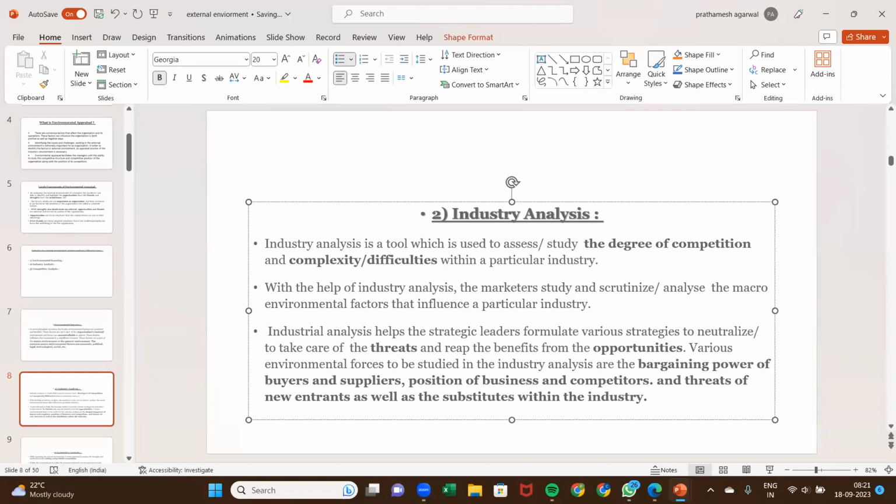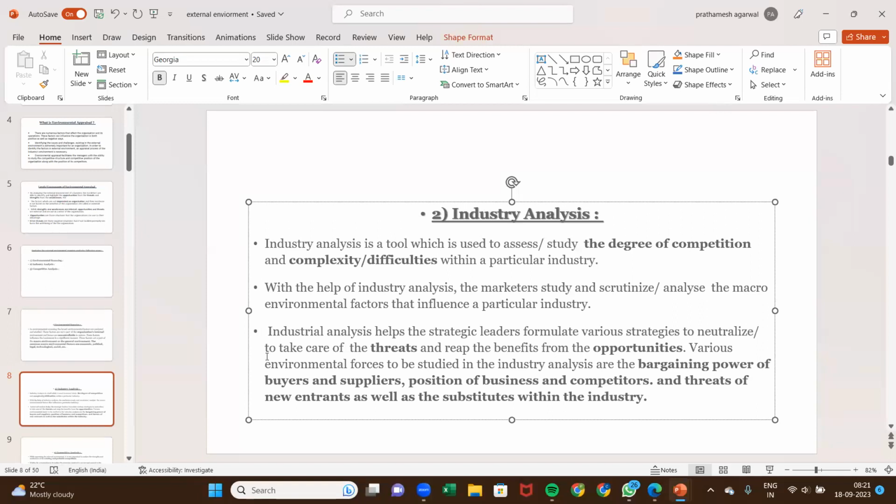Whatever difficulties we come across, all right? Now, with the help of industry analysis, the marketeers study and scrutinize. Scrutinize means analyze, study the macro environmental factors that influence a particular industry. Industrial analysis helps the strategic leaders to formulate, that is, to make various strategies, right? Various strategies to neutralize. What is the meaning of neutralize?